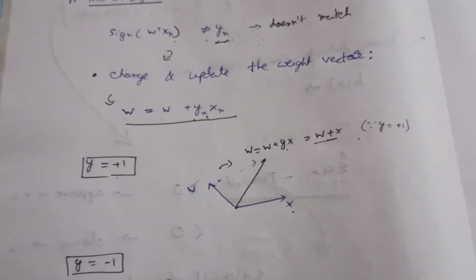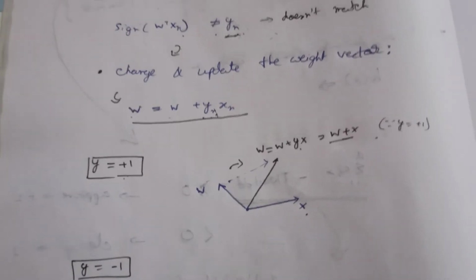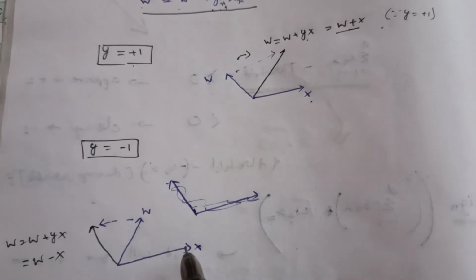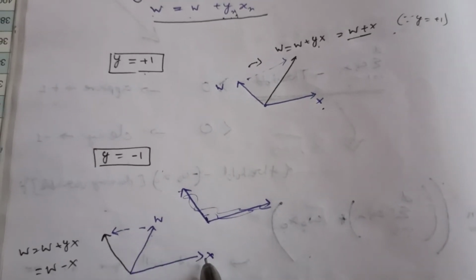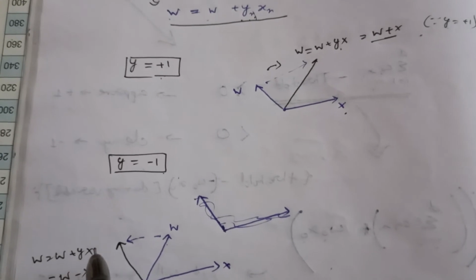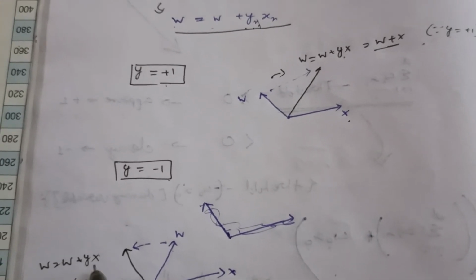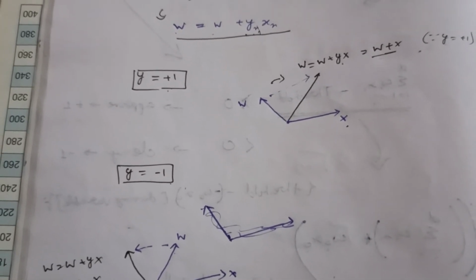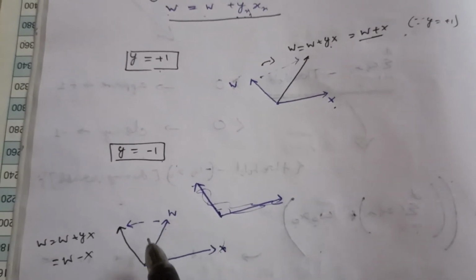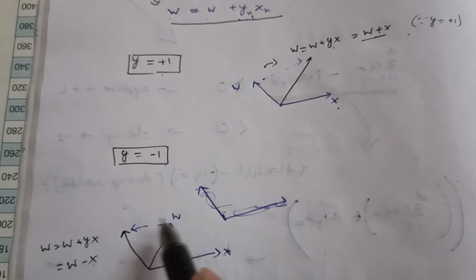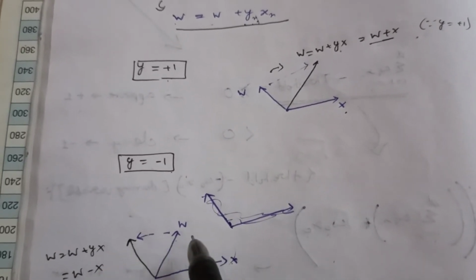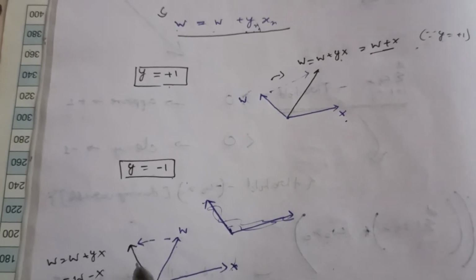And let's see if y is minus 1. Suppose y is minus 1, and here this is our w and this is our x, the already existing values. So w plus yx becomes w minus x, because y is minus 1. If we do w minus x, the resultant will go away from x. So the resultant w will shift away from x. This will be our resultant value.